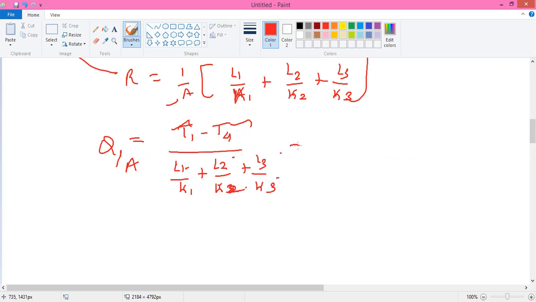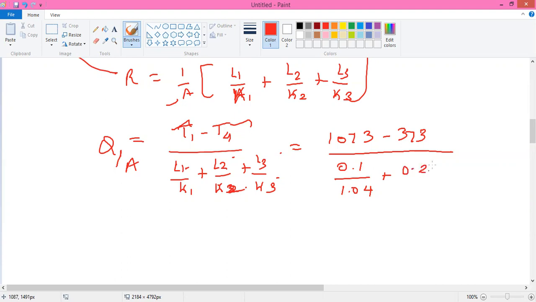So put all the values in the formula. That is T1, 1073 Kelvin, minus T4, the final temperature, 373 Kelvin, divided by the thickness. L1 represents the thickness of the fire bricks. That is 0.1 divided by the thermal conductivity, 1.04, plus L2, the thickness of the masonry bricks, 0.25, and thermal conductivity 0.69.